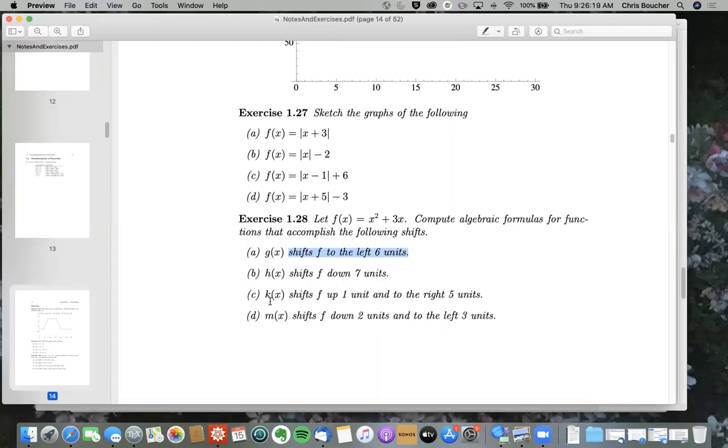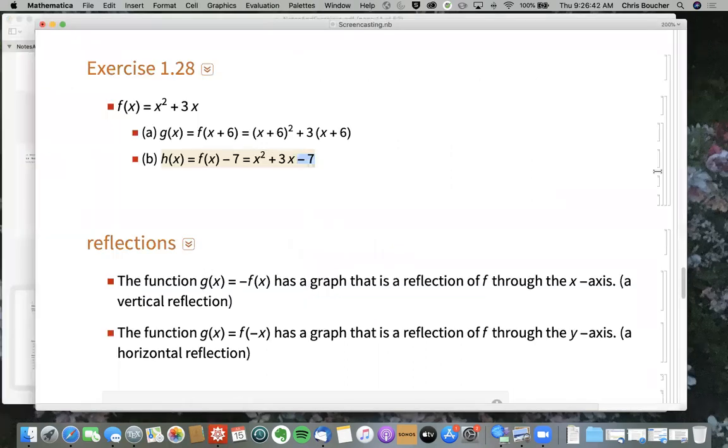Notice that we can execute multiple shifts, right? So we could, for example, shift up and to the right, or down and to the left, or some other combination of those two, right? So if I want to go up and to the right, I have to do these sort of one at a time. Going up 1, I'm going to add 1 outside the function, and to the right 5, I'm going to subtract 5 from the input of the function. So what does that look like?